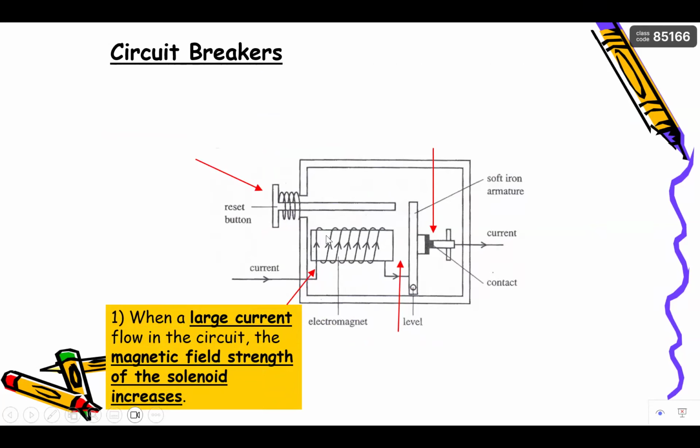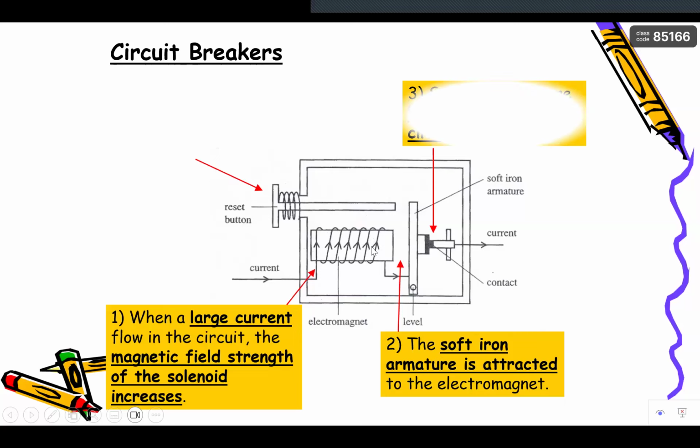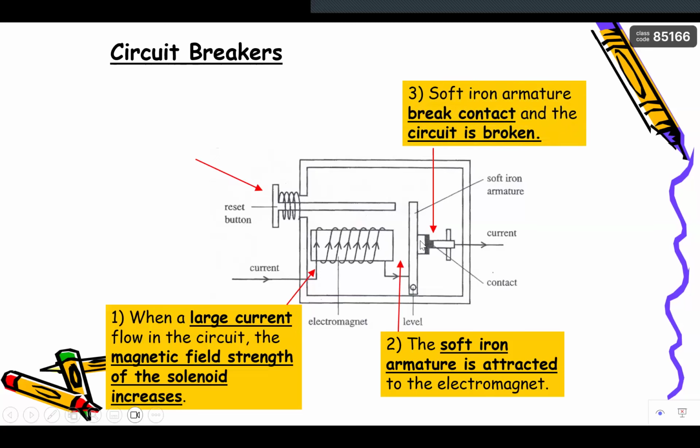This iron bar will still be an electromagnet, but this electromagnet will not be strong enough to attract this soft iron armature. So when the current is large enough, I produce a very, very strong electromagnet, I will be able to attract this iron armature. When I attract this iron armature, I actually break the contact over here. So this soft iron armature moves forward and then the contact will be broken, and so the circuit breaker is said to trip.